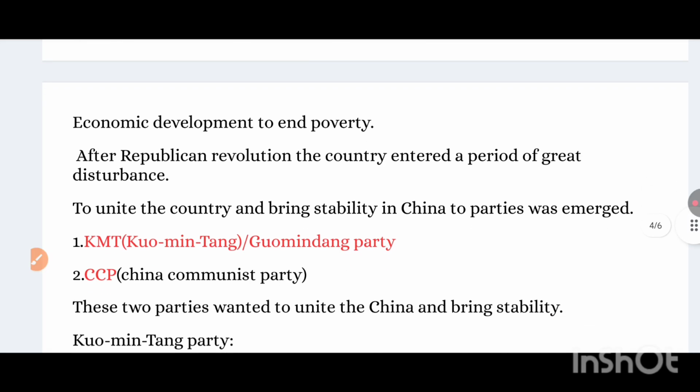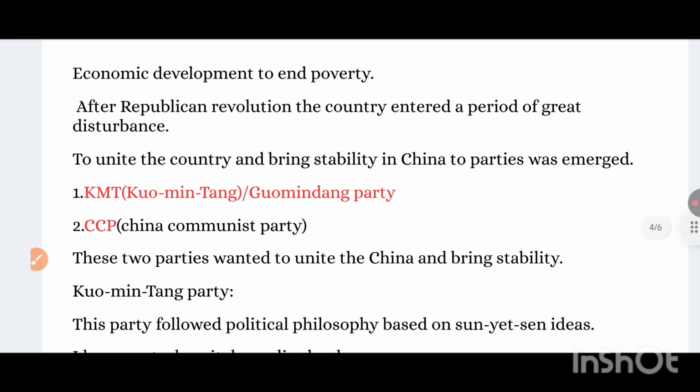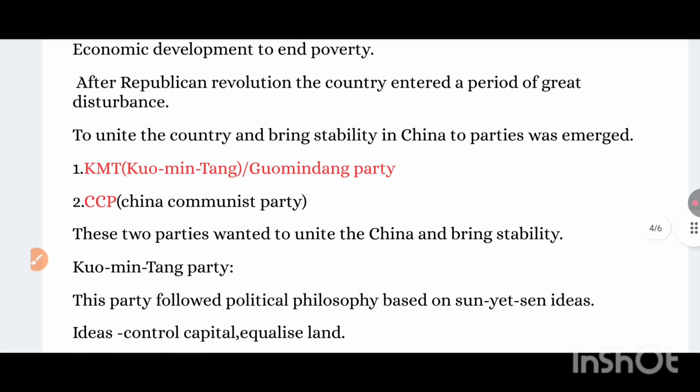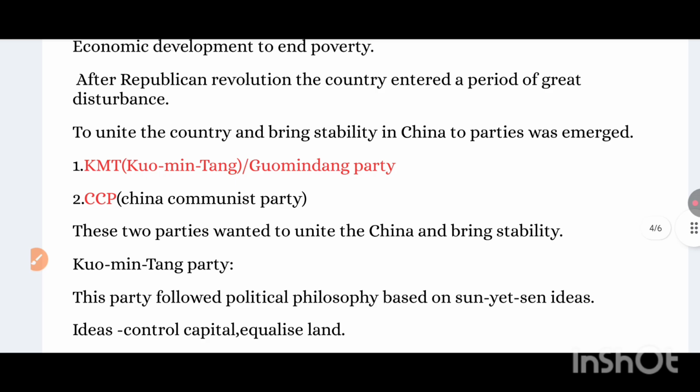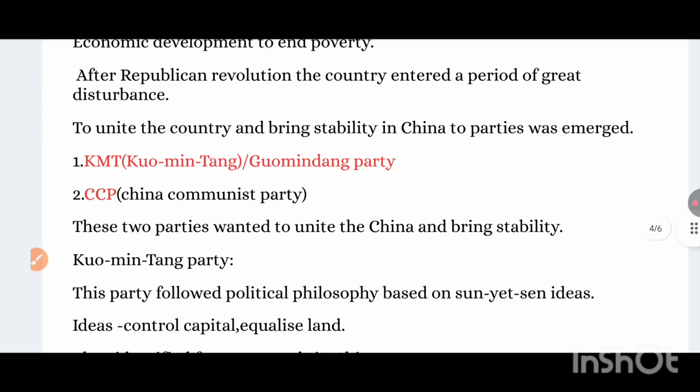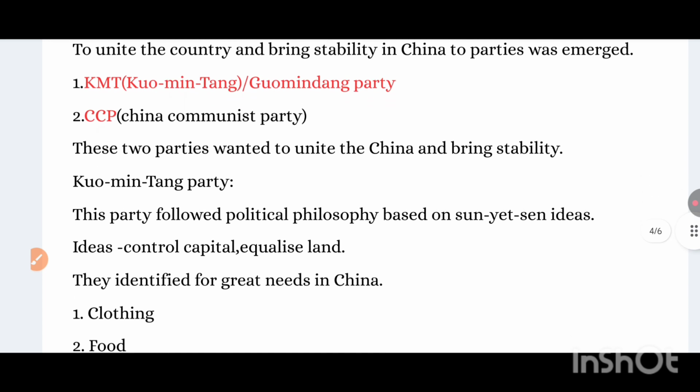After the revolution, to unite the country and bring stability in China, two parties emerged. Already we discussed the KMT. The KMT party was established by Sun Yat-sen, the founder of modern China. Kuomintang, also called Guomindang or the National People's Party. The second party is the CCP, the Chinese Communist Party. These two parties had different ideologies, but both had to fight for the unity of China.